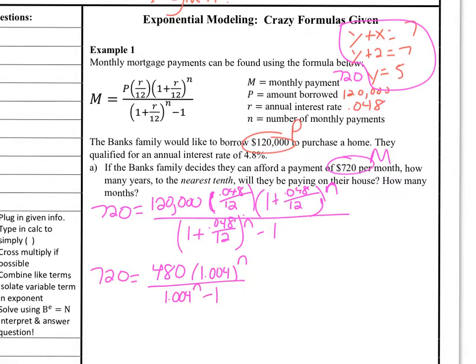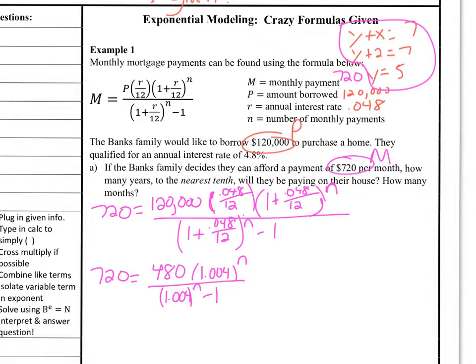So I guess I could put parentheses around this. Again, both of these say 1.004 to the power n. Alright, so this problem becomes nasty. Well, I have two n's in it. I'd only like to have one n because I'm trying to solve for n. So I'm going to solve this by cross-multiplying.